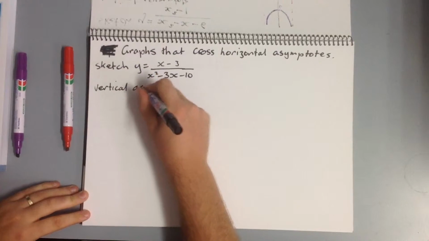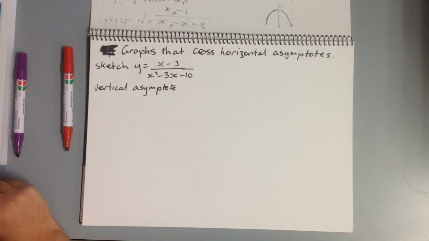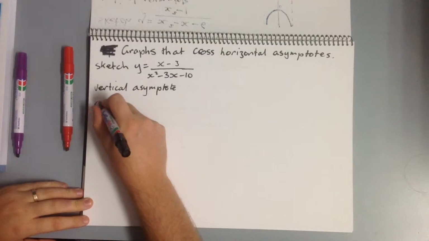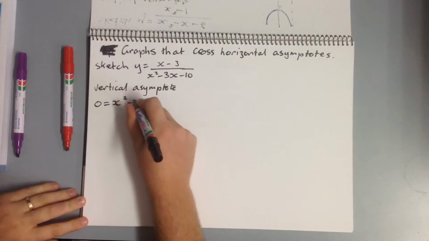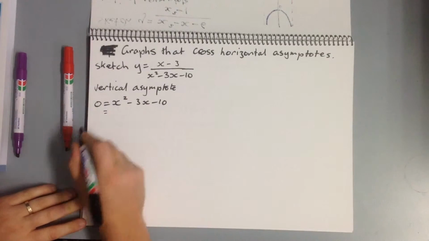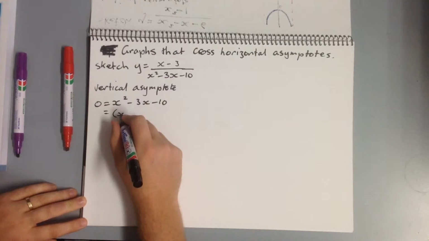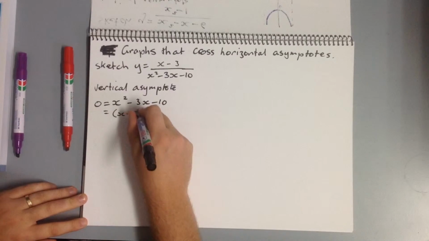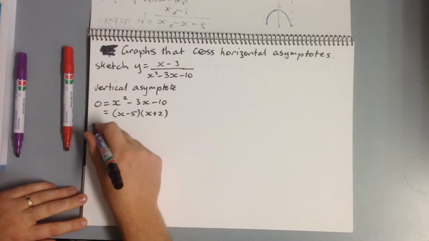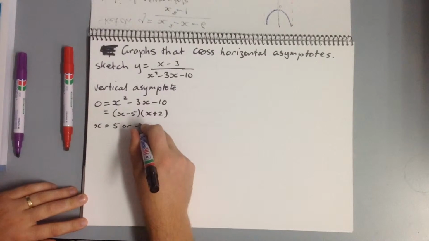Vertical asymptote. Okay, so again, that's where we're looking at the bottom line equaling 0. So we've got to say, well, we've got 0 equals x squared take 3x take 10. Okay, and we need to factorise that. So we're going to have x take 5 and x plus 2. And from our null factor law then, we know x has to equal 5 or negative 2.